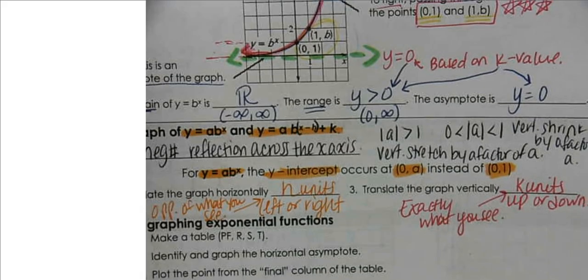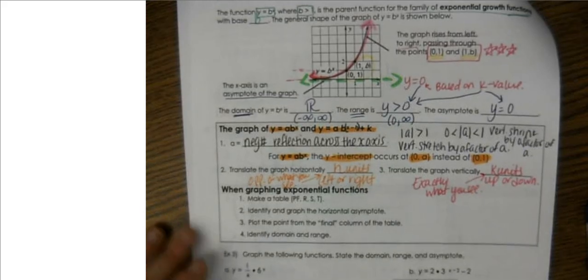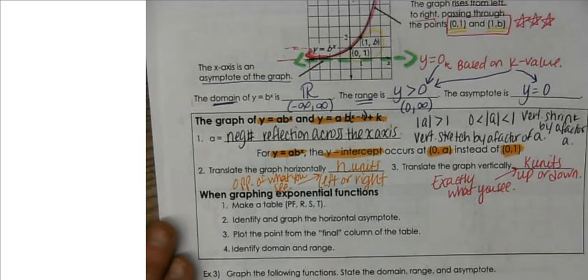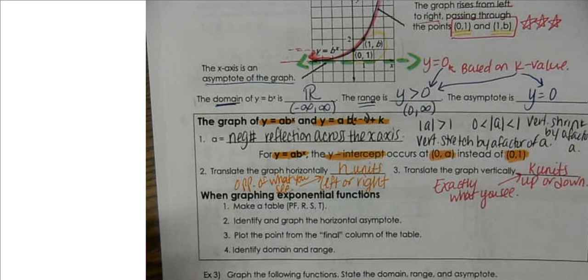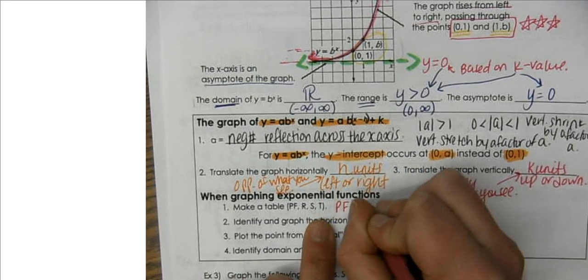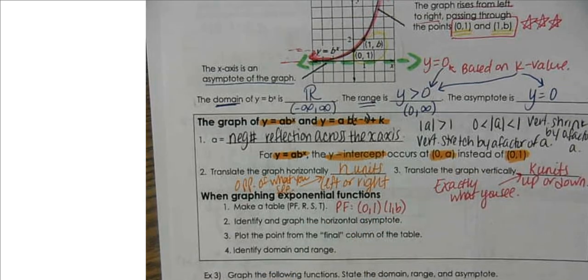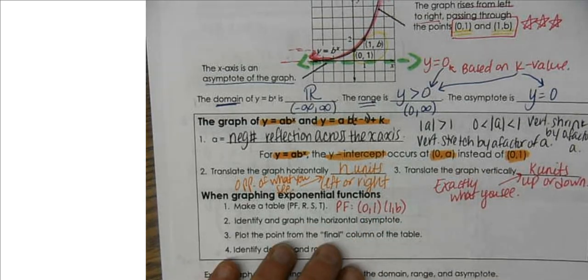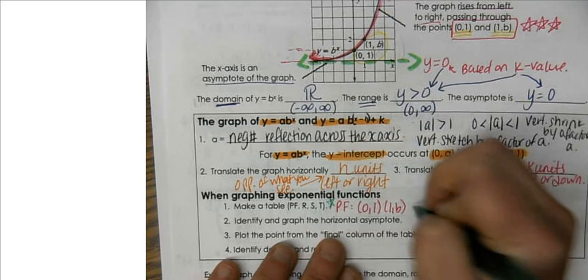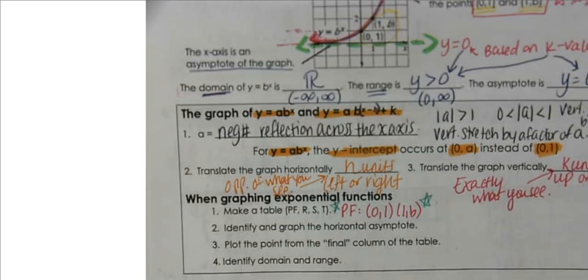So whenever it comes to graphing exponential functions, these are the following steps. What we want to do is create a PFRST table, very similar to what we have done before. Our parent function ordered pairs, once again, are (0, 1) and (1, b). So those are going to be our ordered pairs that we are going to use, and these are the values that I need you to have memorized. That b value is always your base, and that number is going to change.